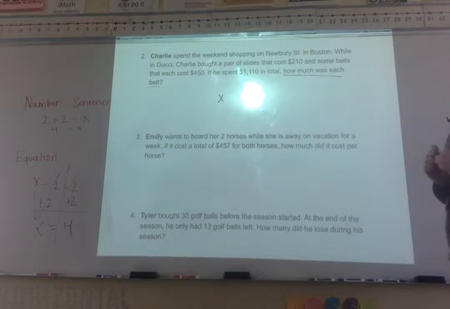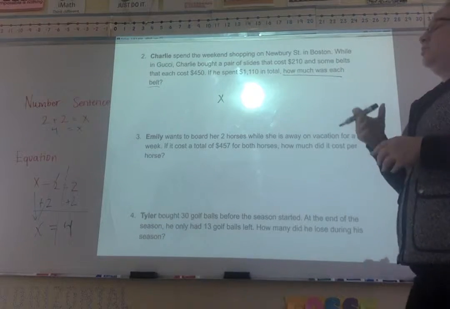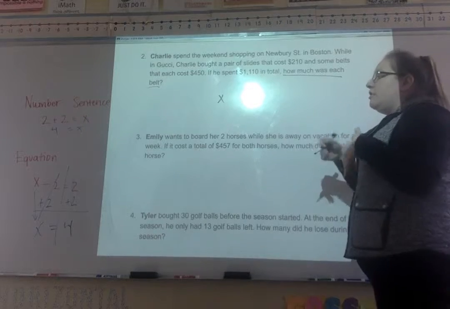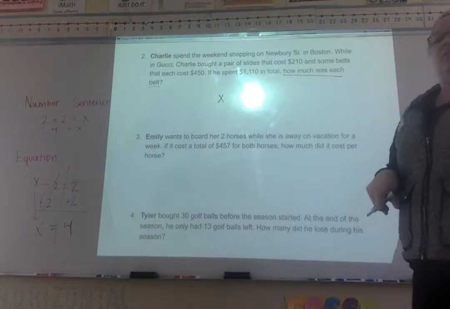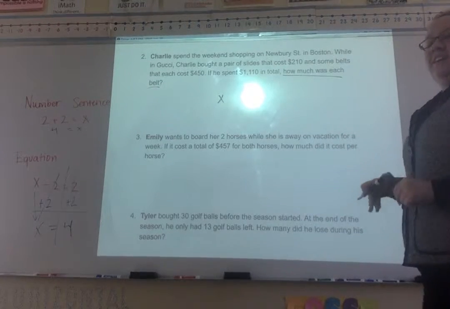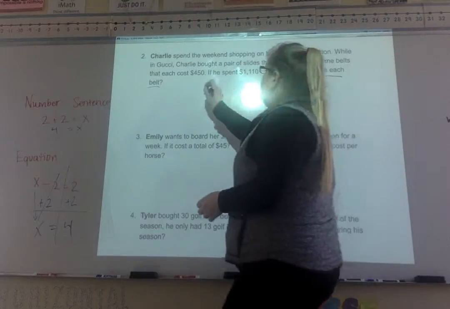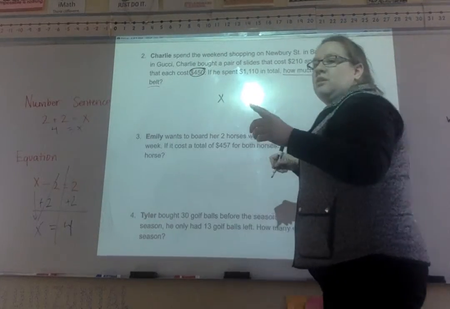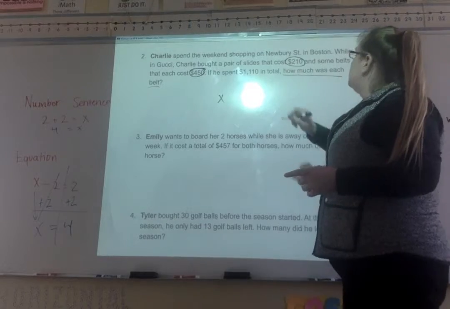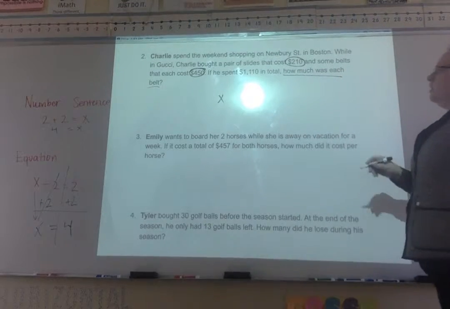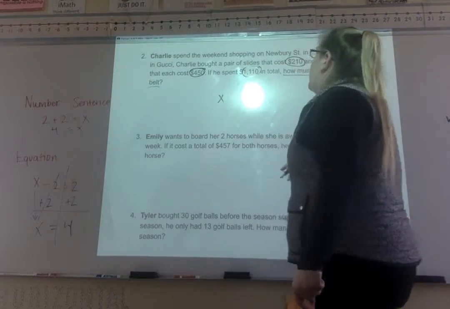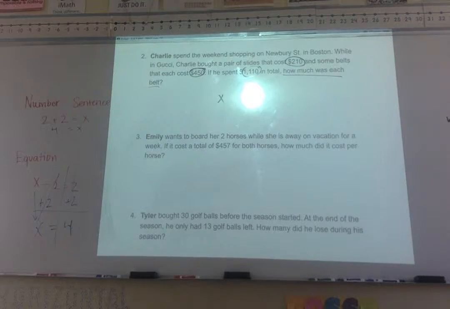Now, we talked about word problem strategies in our notes, so let's circle the important numbers. What numbers can I circle? 450. And what else? 210. Anything else? 1110. Yep, 1110. Good. So those are our three numbers.